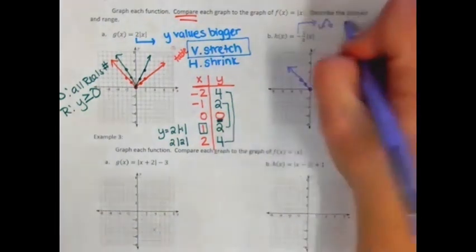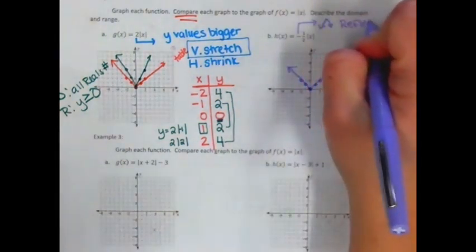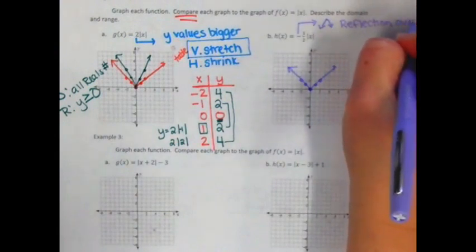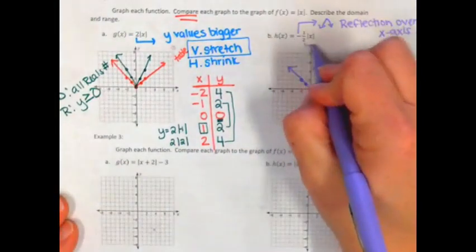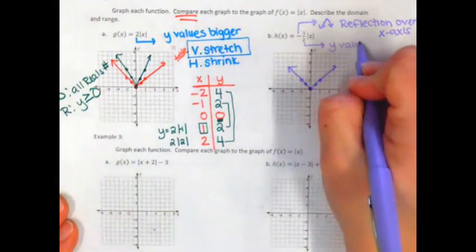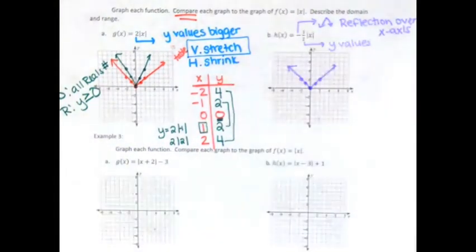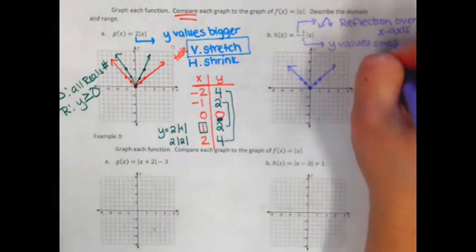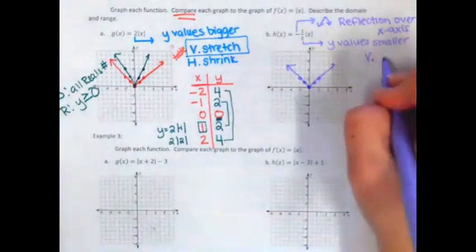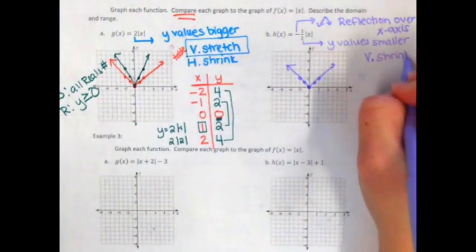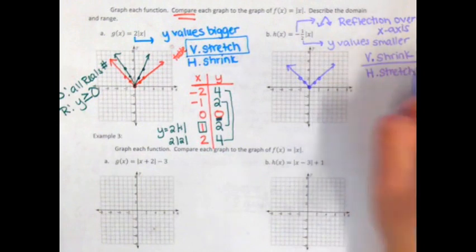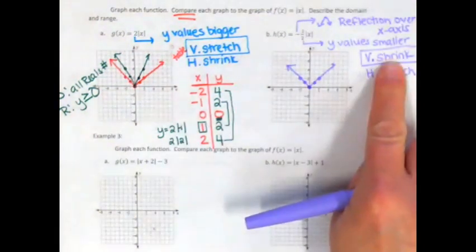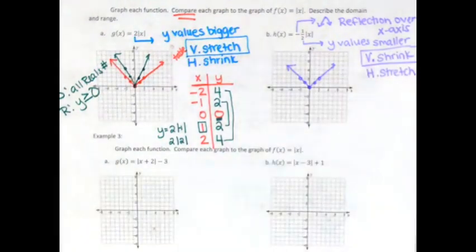So that means this would be a reflection. Do you know a reflection over what axis? The x-axis. Now, when we multiply by 1/2, do my y values get bigger or smaller? When you multiply by 1/2, what happens to your numbers? They get smaller, right? And if they get smaller, that's going to be a vertical shrink. Good. And since it's a vertical shrink, it's a horizontal stretch. It's always the opposite. We always go based off your number for vertical, and then the horizontal is always opposite.